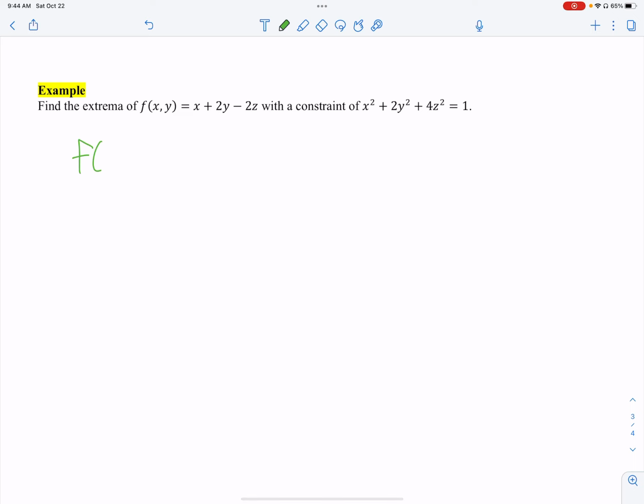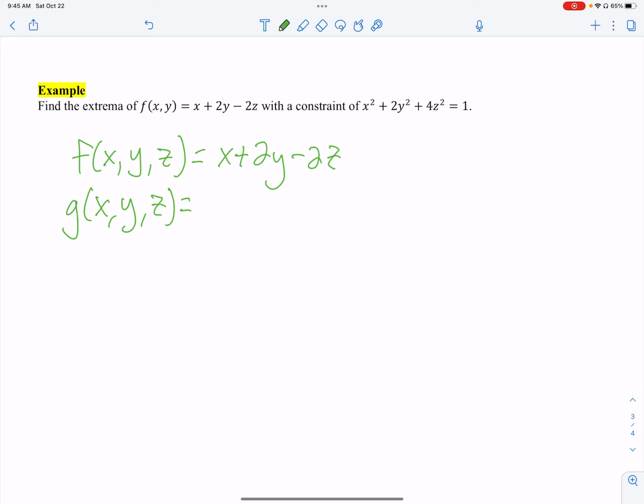I'm going to set up my two functions. I got f(x, y, z) equals x plus 2y minus 2z. And then I have g(x, y, z), and we get x squared plus 2y squared plus 4z squared. All right, so I have my two functions now.